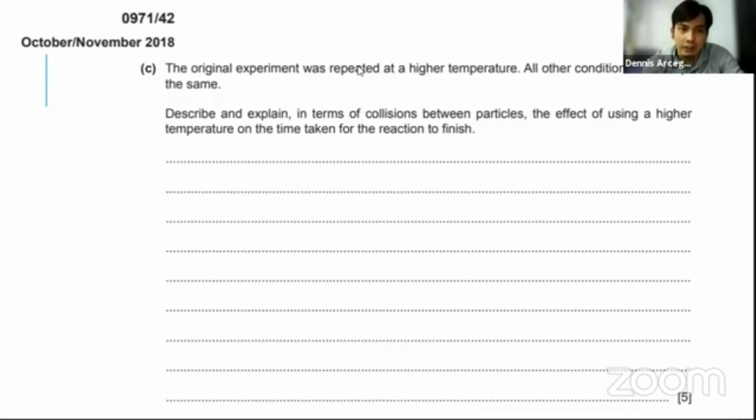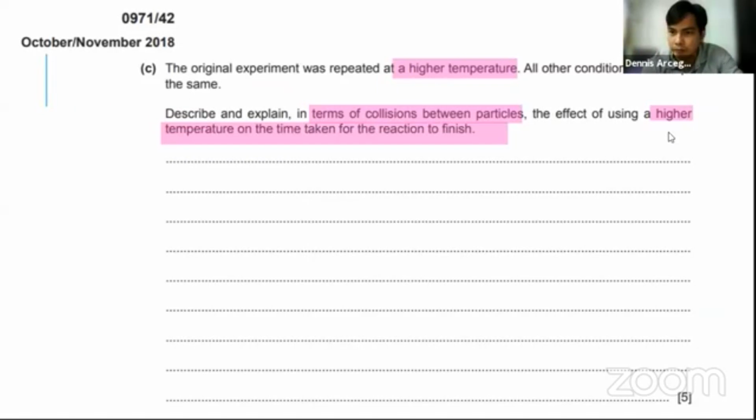Now, look at this question. The original experiment was repeated with a higher temperature. Describe and explain in terms of collision between particles the effect of using higher temperature on the time taken for the reaction to finish. What do you think will happen if the temperature is higher? Will it be faster or slower?